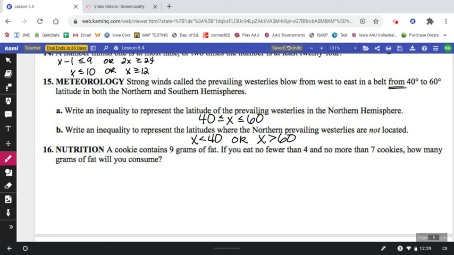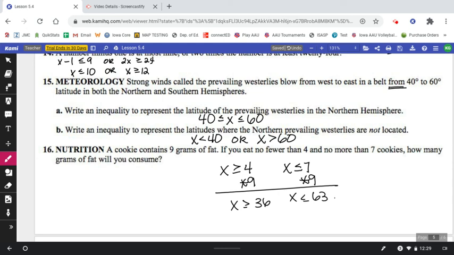A cookie contains 9 grams of fat. If you eat no fewer than 4 and no more than 7, how many grams of fat will you consume? So we have x is no fewer than 4, so greater than or equal to 4, and x is no more, less than or equal to 7, and they each have 9 grams of fat. So I'm going to times this by 9, times this by 9. So x is greater than or equal to 36, and x is less than or equal to 63 grams.